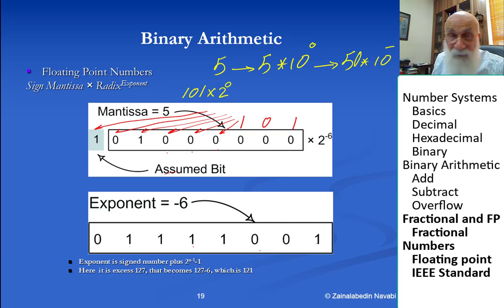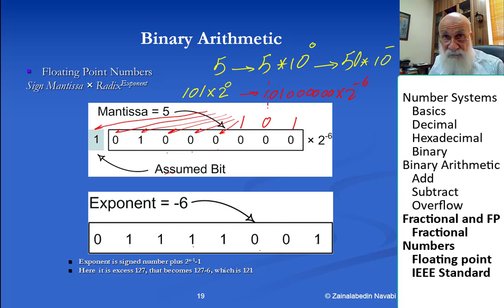And therefore, I shift my 5 all the way to the left, make it 0, 1. I assume there is a 1 on the left-hand side, which I never represent. And then this becomes this number over here, which is 1, 0, 1. This 1 is assumed. 0, 0, 0, 0, 0, 0 times 2 to minus 6.